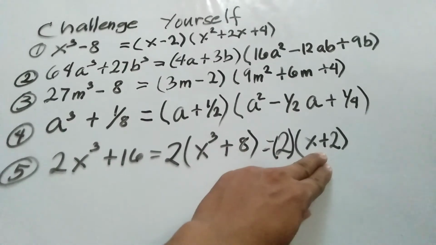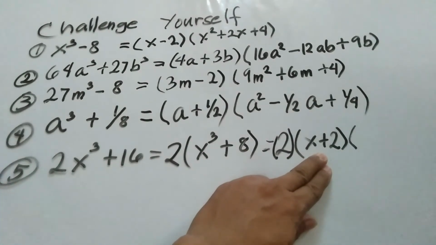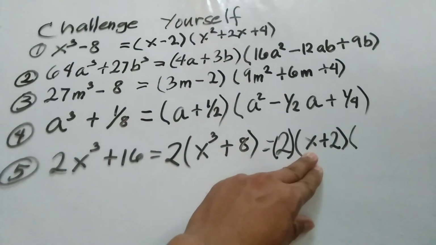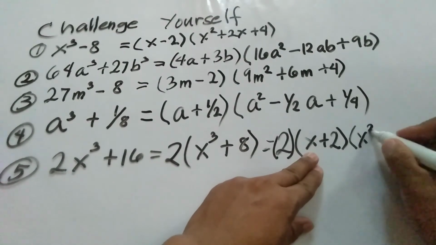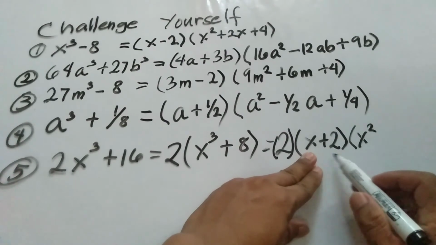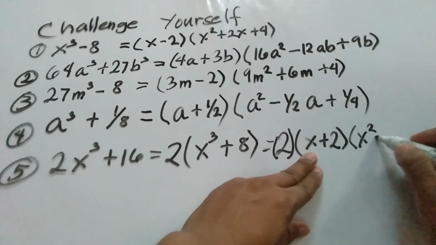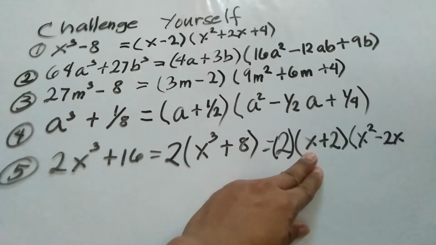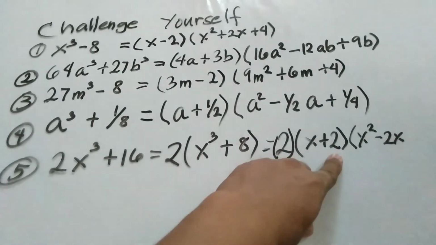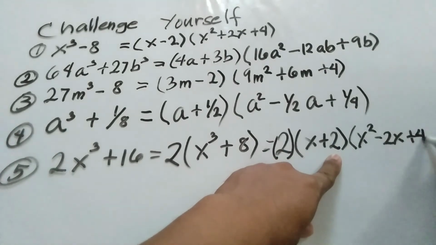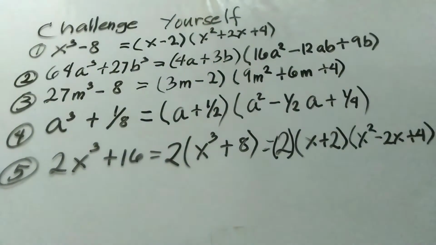Okay? And then, ito na po ang pagbabasehan natin para sa kanyang second factor. Square the first term, x squared. First times second term times negative 1, negative 2x. And lastly, square the last term. So, we have plus 4. Ganyan lang po kasimple ang ating pagpa-factor out. So, sana po, meron po kayong natutunan sa aking discussion for today. Again, sum and difference of 2 cubes.